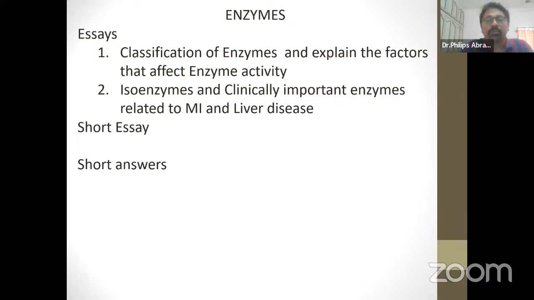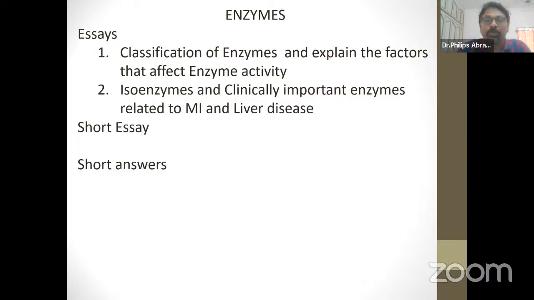Classification of enzymes: I should remind you of one thing, we always write in order. Enzyme class 1 is oxidoreductase. Enzyme class 2 is transferase. Enzyme class 3 is hydrolase, like that. So you should remember that.